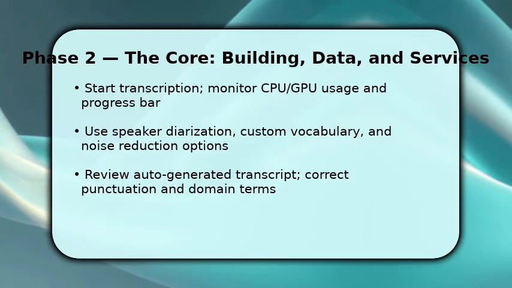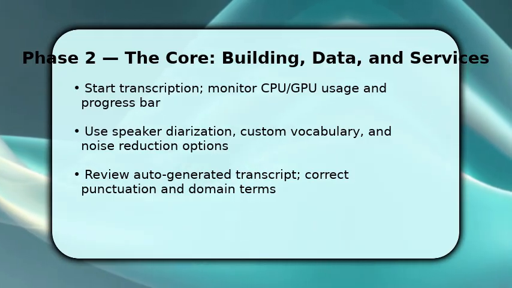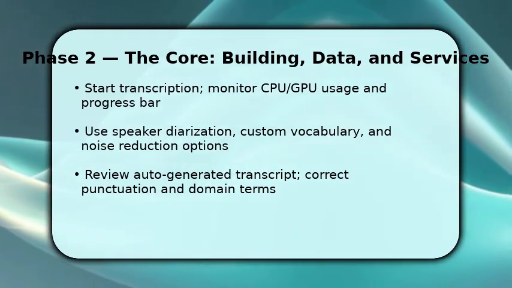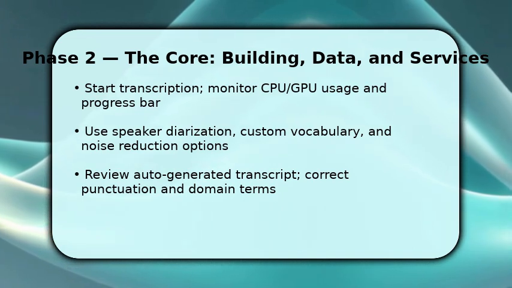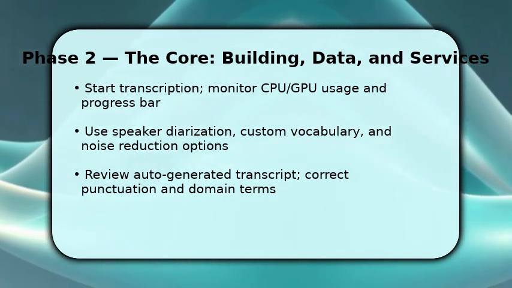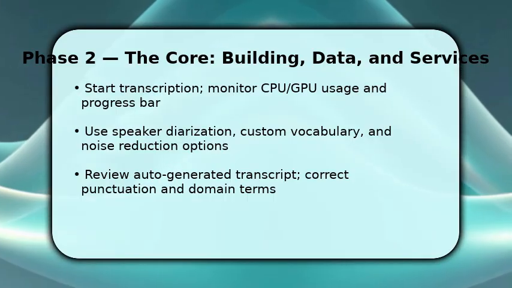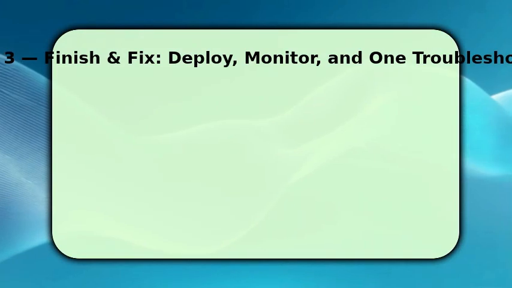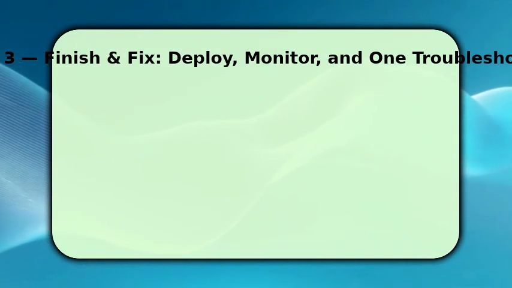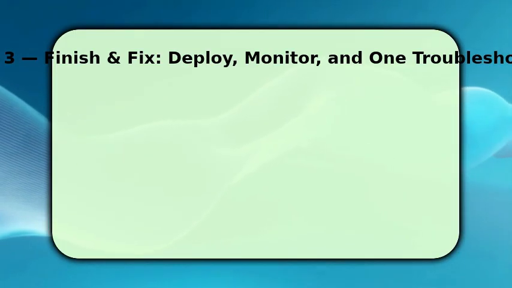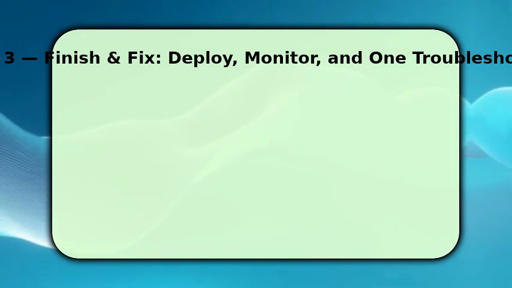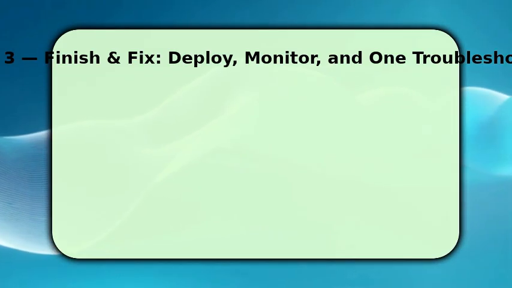Then, review the auto-generated text linearly, focusing first on punctuation and names, and secondly on domain-specific phrases, because human edits are far faster when you prioritize likely error types. You finalize by exporting in the format your workflow needs: SRT for captions, VTT for web, JSON for structured data, or plain TXT.